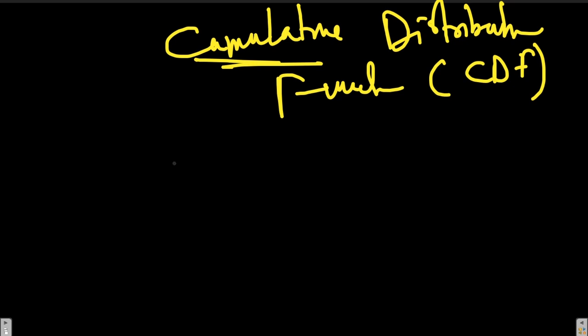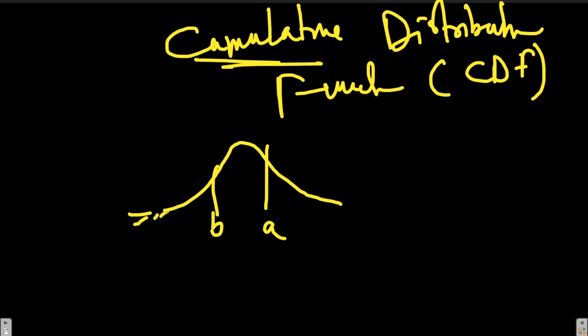Let me explain how we do that. Let's say this is the normal distribution curve, and this is my A and this is my B. If I want to get the CDF up to the point A, essentially from the left side, I add up the area under this curve from minus infinity up to A. So anything less than A would be considered when I consider the cumulative distribution function.